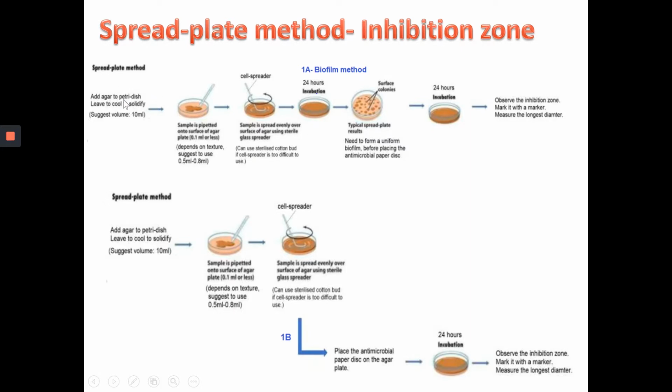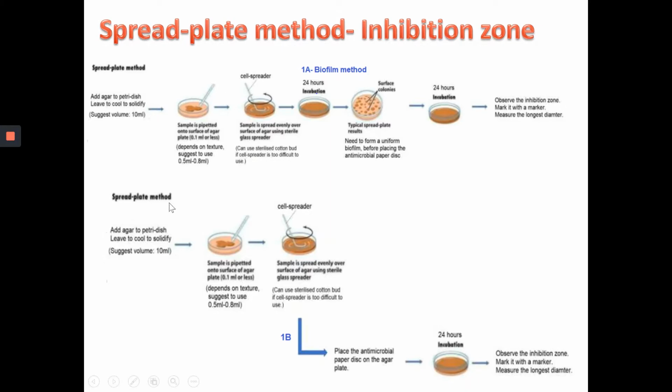First of all, you pour some agar into the petri dish, and then you add a fixed volume of the bacteria onto it, and use a cell spreader to spread it. After a while, you put it in the incubator for 24 hours for the biofilm to develop. After a uniform biofilm is developed, you place your antimicrobial substance, this paper disc, onto the agar. Then you wait another 24 hours and observe the inhibition zone. An inhibition zone is a region where there's no bacteria or very little bacterial growth.